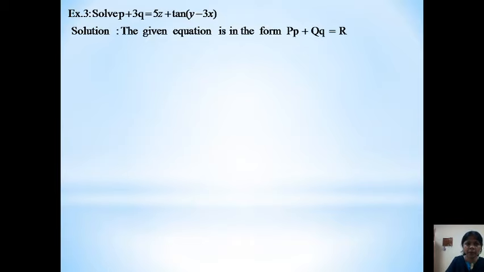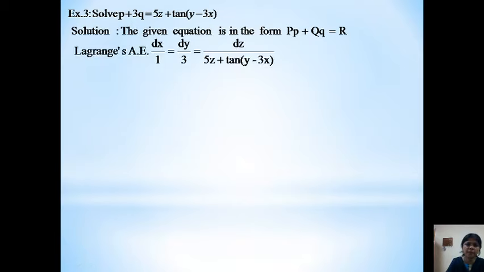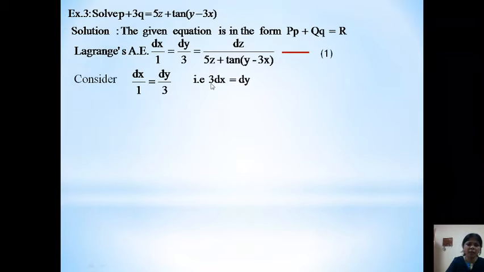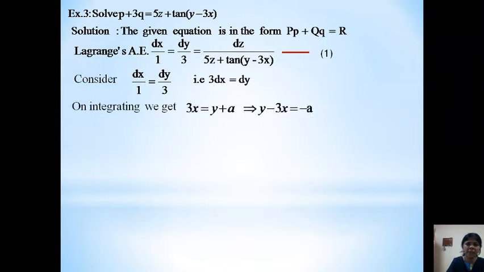Now let us have the next example, that is, solve p plus 3q equal to 5z plus tangent of y minus 3x. It is already in the standard form, right? Auxiliary equation, call it as 1. Consider the first two pair as it is possible to consider them. Now integrate, we get 3x equal to y plus a, so y minus 3x is equal to minus a.